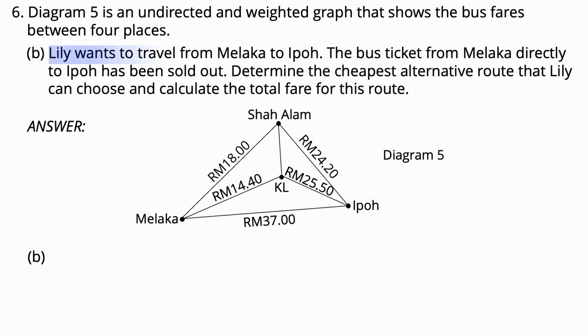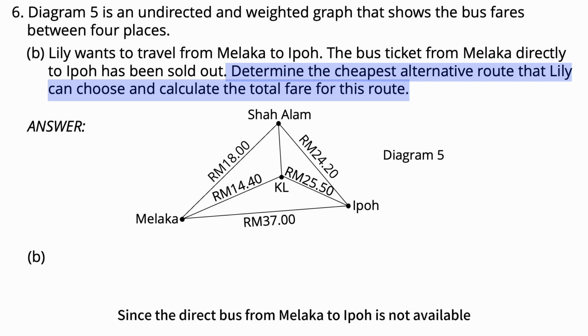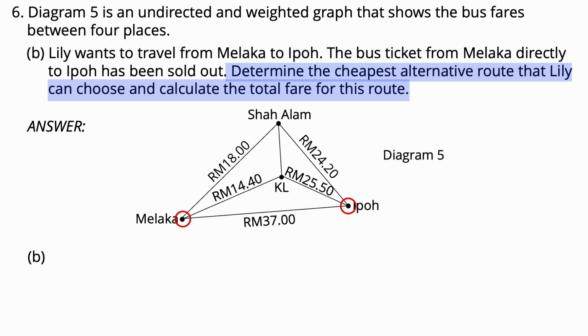C. Lily wants to travel from Malacca to Ipoh. The bus ticket from Malacca directly to Ipoh has been sold out. Determine the cheapest alternative route that Lily can choose and calculate the total fare for this route. Since the direct bus from Malacca to Ipoh is not available, Lily has to travel through another city. From the diagram, the two other cities besides Malacca and Ipoh are Kuala Lumpur and Shah Alam.